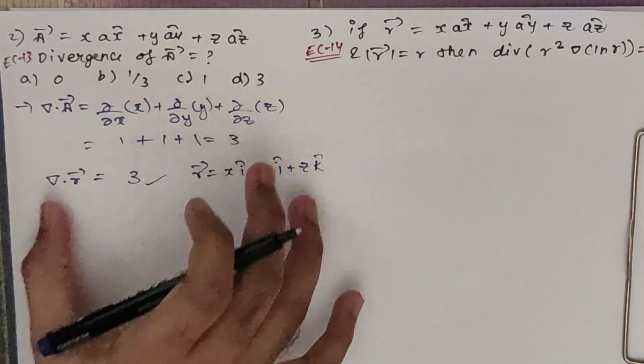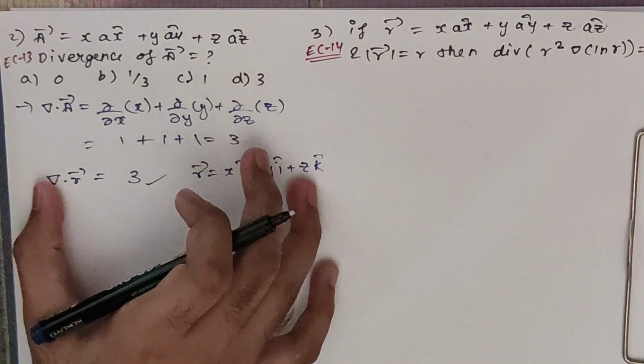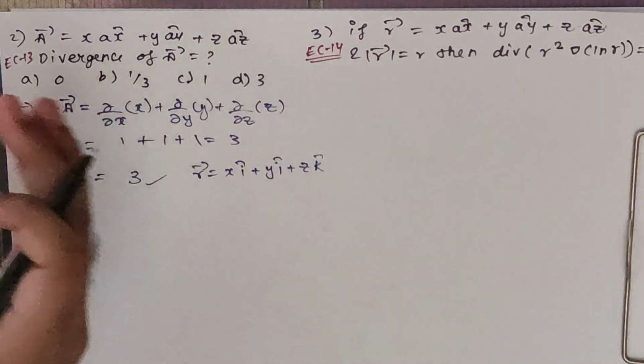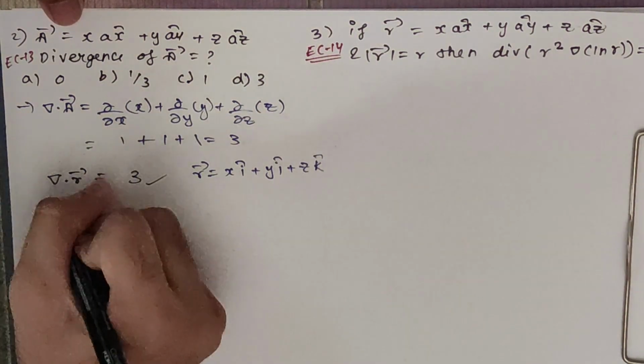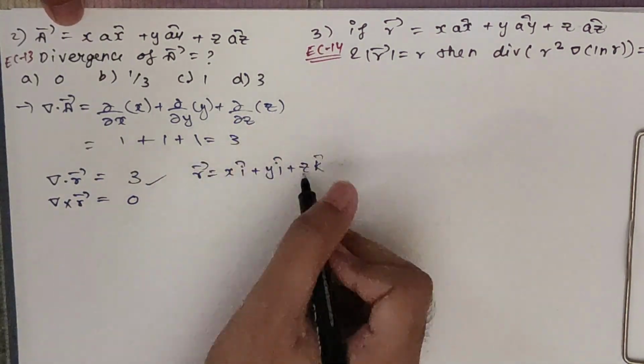So you can see here, if you know the identities, you can solve this type of question in just 1 second. Apart from these identities, some other identities are also there which are very helpful to solve the vector sum. Let's discuss that first. So the second one is del cross r bar equals 0, and r bar is the same as this.